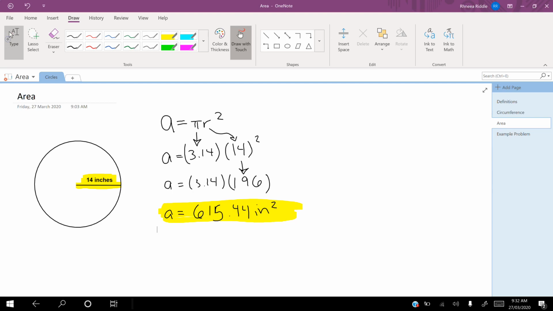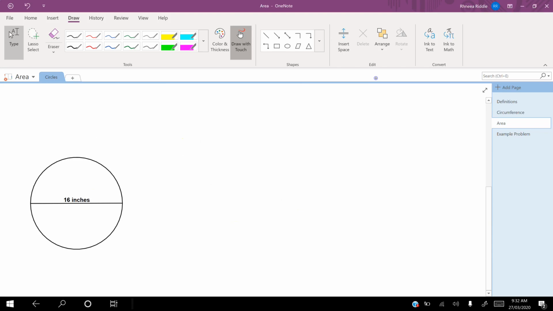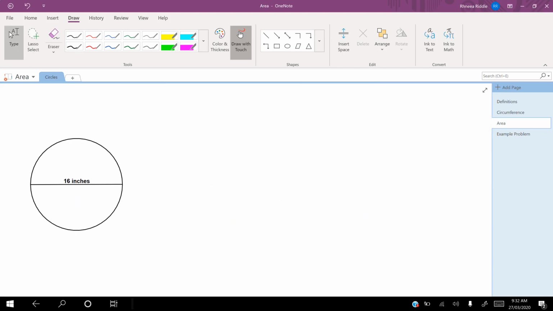So sometimes, just like with the circumference, they're not going to give you the exact measurements you need. Just like when we had the circumference and they gave us only the radius, sometimes when you're finding area, they'll only give you the diameter. So again, a radius can be found by looking at half of the diameter. So if the diameter is 16, we can multiply that by 1/2 to get the radius, which is going to be 8 inches.